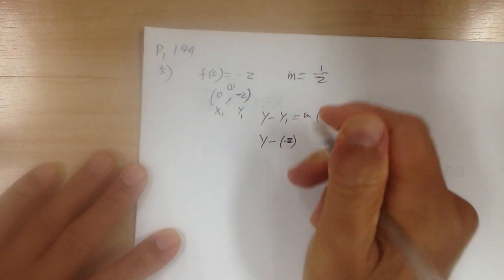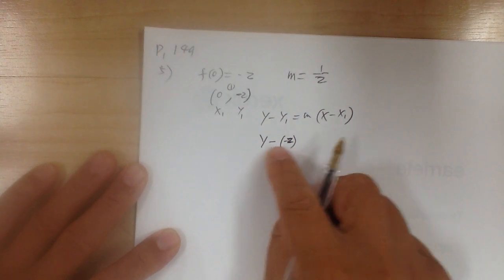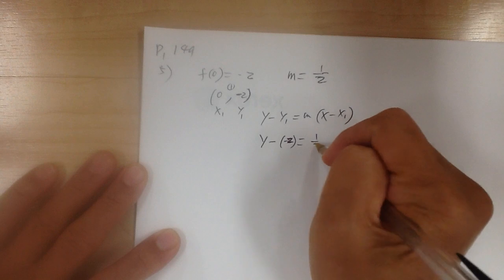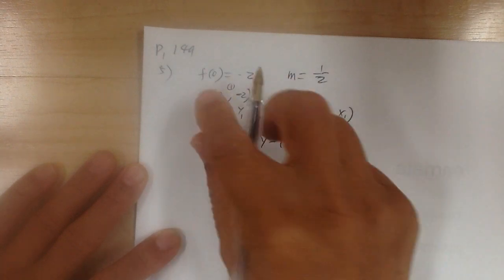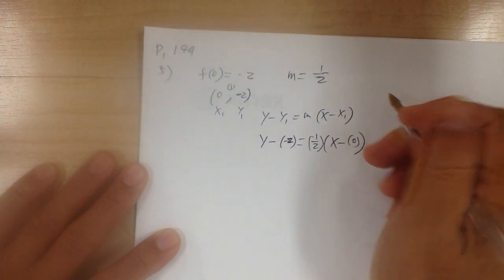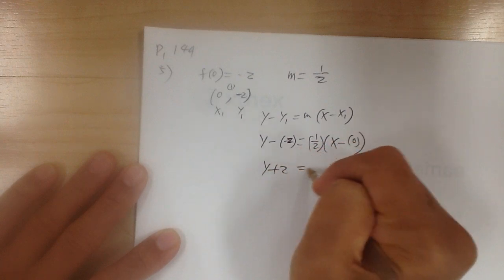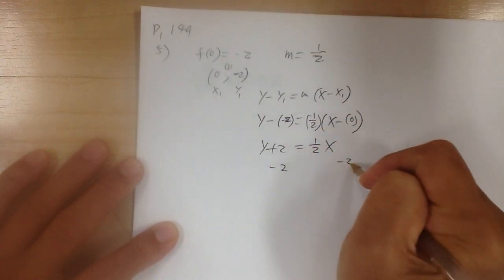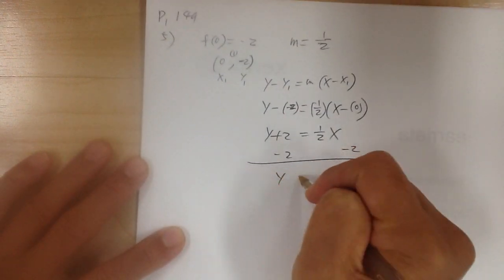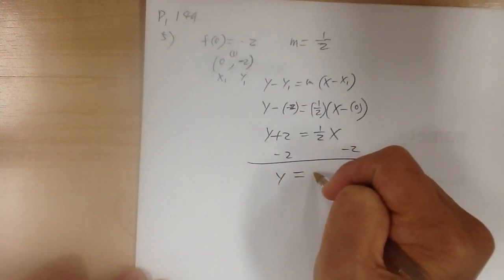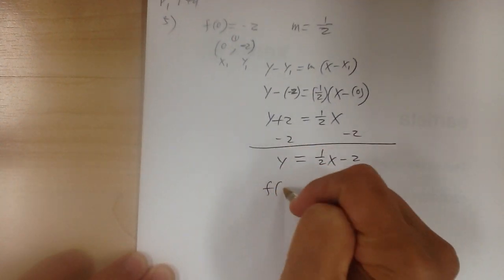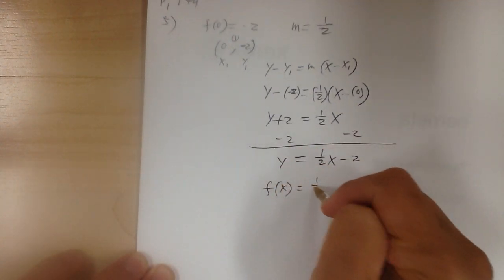Whatever you substitute, put the point in parentheses so you can keep track of your negative. The slope is 1/2 times x minus x1, which is 0. Work it out: y plus 2 equal to 1/2 x. Then minus 2 on both sides, so y is equal to 1/2 x minus 2, and put it in function notation.